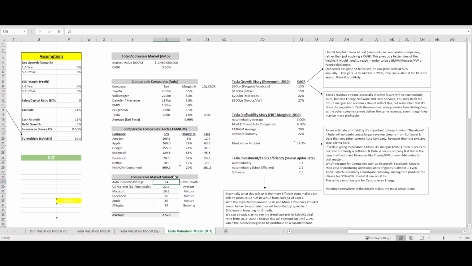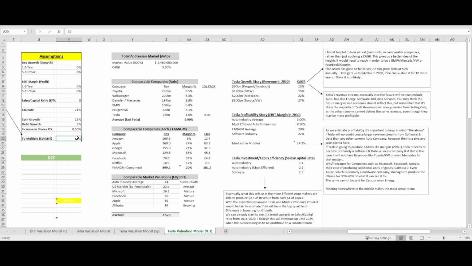Auto industry average 24 times EV to EBIT. I should probably put that in there, that it's EV to EBIT. Auto industry average 24, but that's obviously a slow growth industry, 3.5% compound annual growth rate. US market, excluding financials, around 23, average growth rate, fairly slow. And then I've got some of the mature but growing companies over here and their valuations for EV to EBIT, which I'd done quite recently. Across the board, we get 27 times.